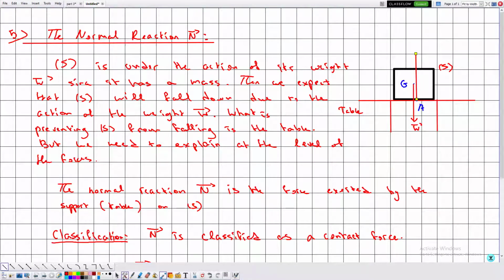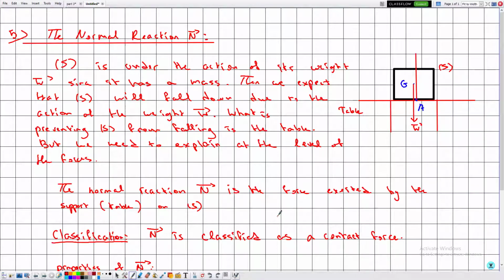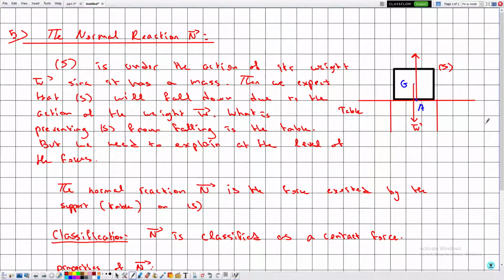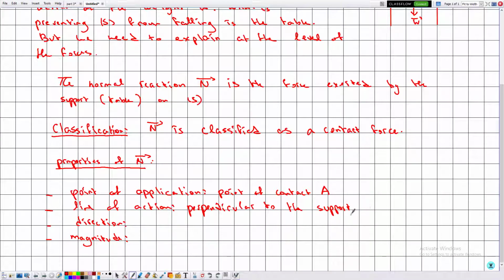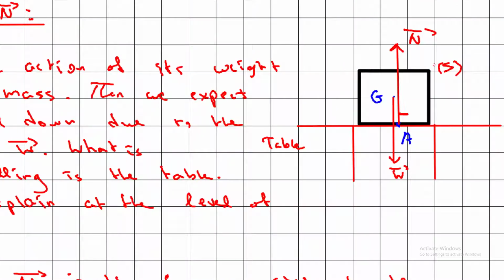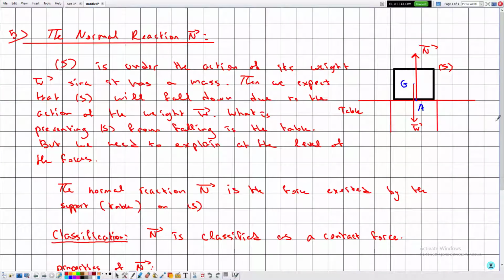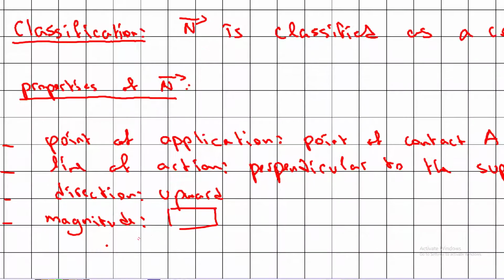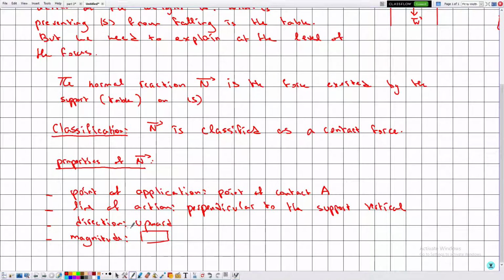Now what about the direction? Notice that N must balance the effect of W. For this reason, it must be upward and not downward. If it's downward, then it will completely fall down, but we need to be balanced. So perpendicular to the support in this case is given by vertical, and it is acting upward. As for the magnitude, I will leave it as an empty box because this depends on the problem itself.